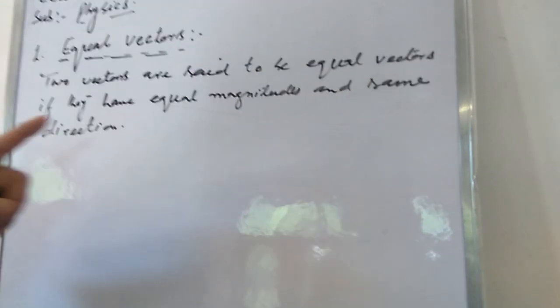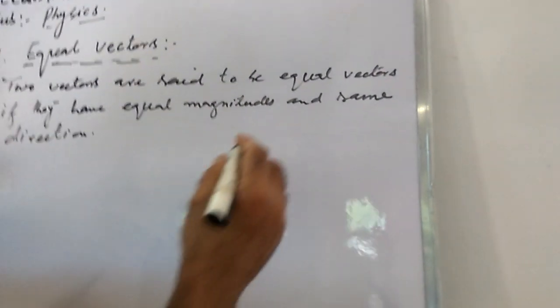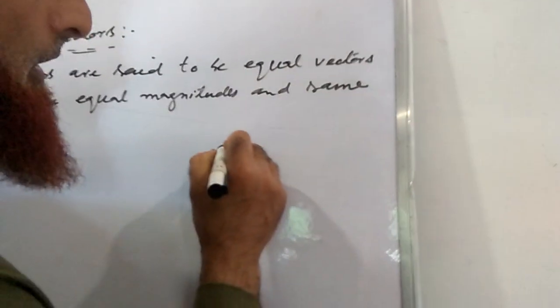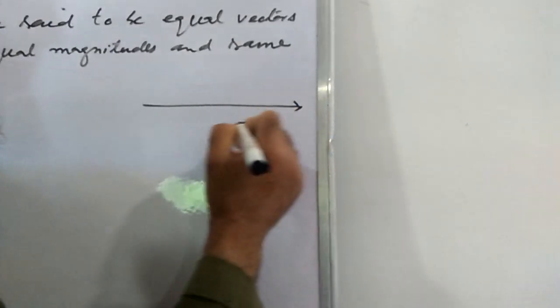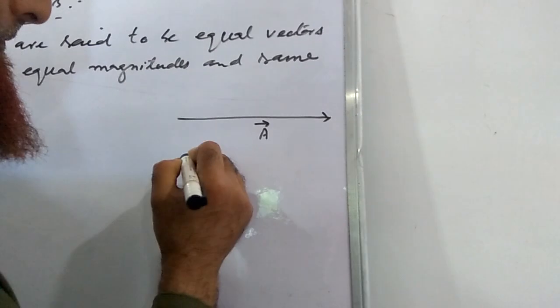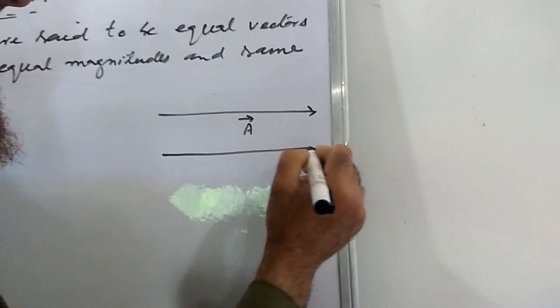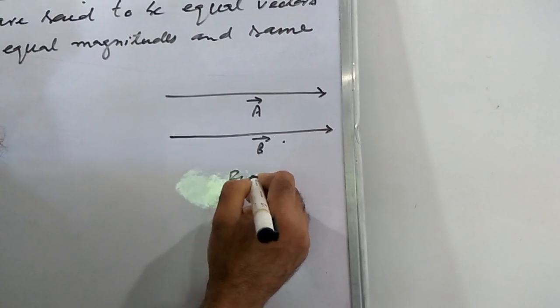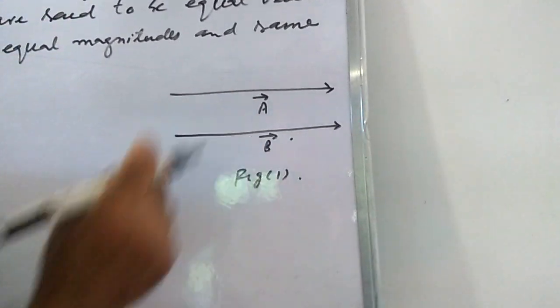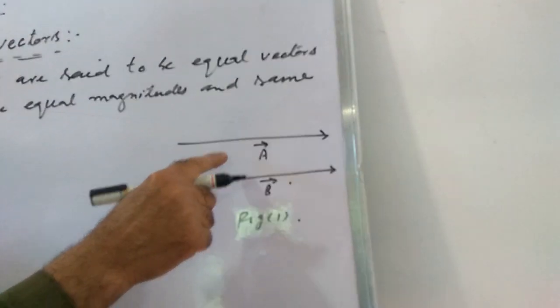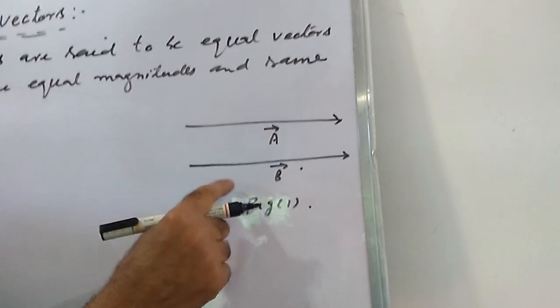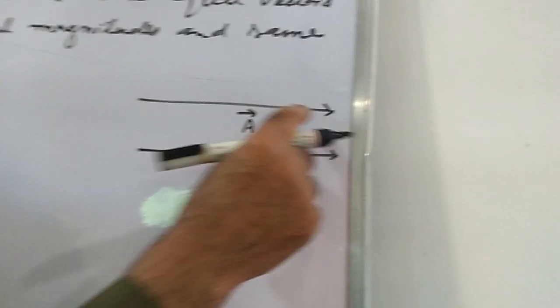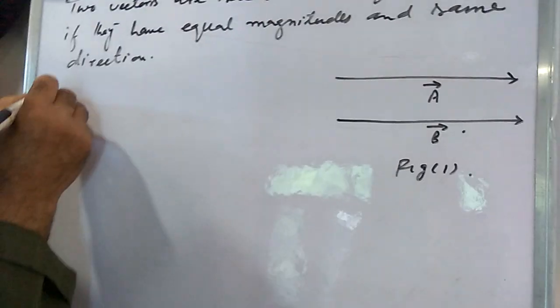That means two vectors are said to be equal if they have equal magnitudes and same direction. I will draw here two vectors. For example, A and B in figure first. Look here, dear students, the two vectors A and B are equal vectors. Why? Because they are having equal magnitudes and same direction.